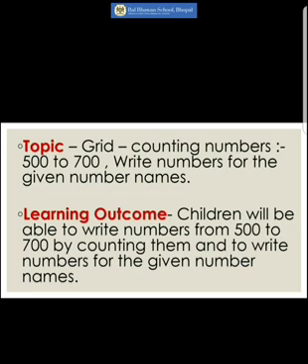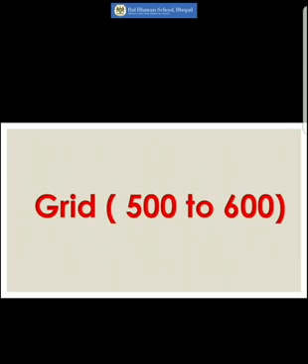Okay, so the topics which you are going to learn in this chapter are grid, counting numbers 500 to 700, and writing numbers for the given number names. So children, you will learn how to write numbers from 500 to 700 by counting them, and to write numbers for the given number names. Okay children, now first we will learn how to write numbers from 500 to 600 in a grid.